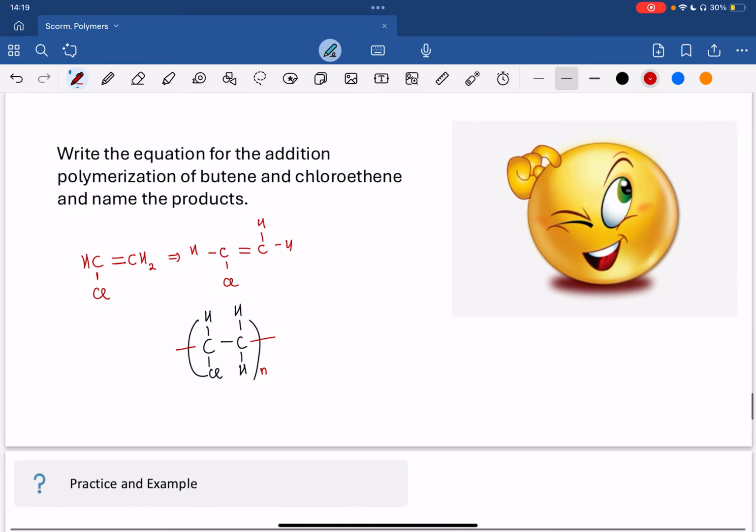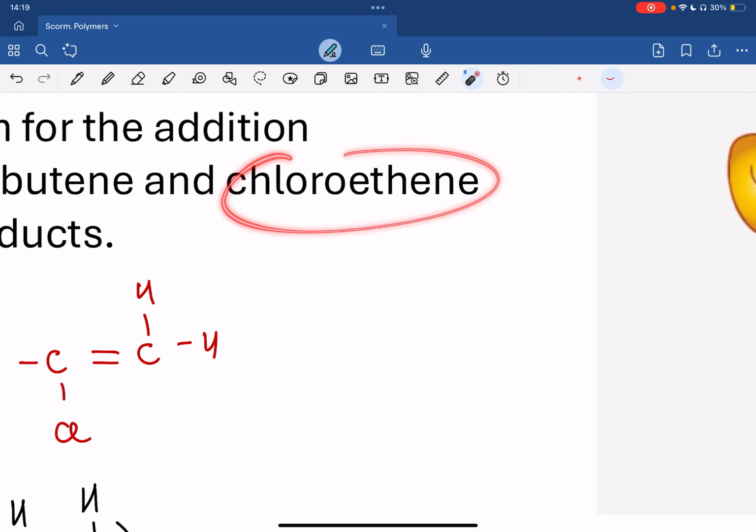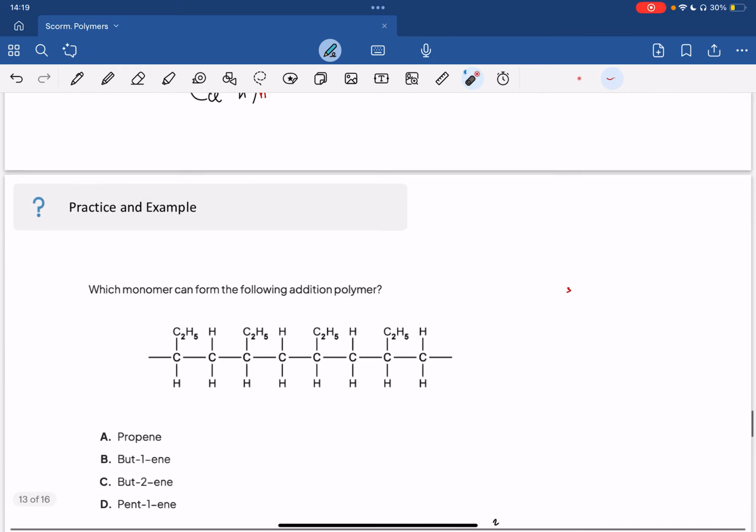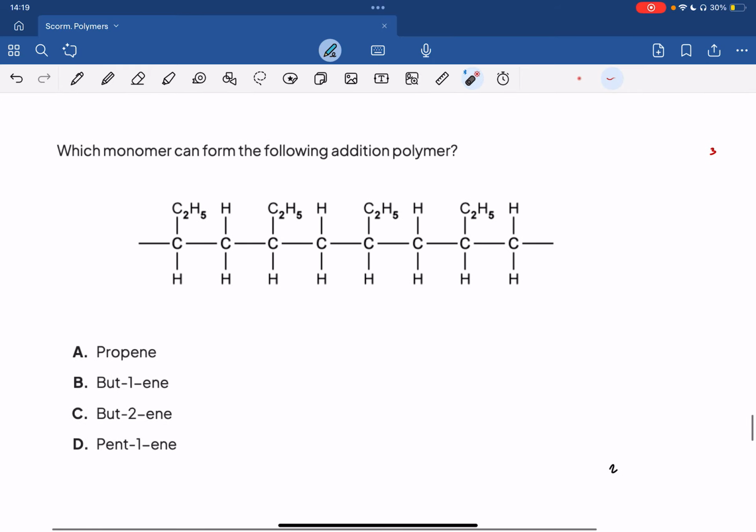So it was chloroethene. We made polychloroethene from here. Let's see this question. And which monomer? So this is a polymer. Yes, we see so many of them are together, bonding together. So it means that it's a polymer and it has a monomer. What can be the monomer?